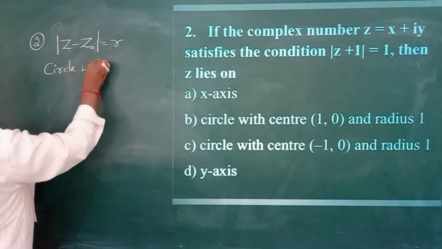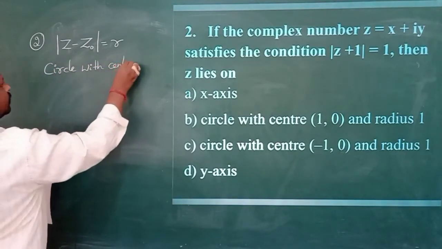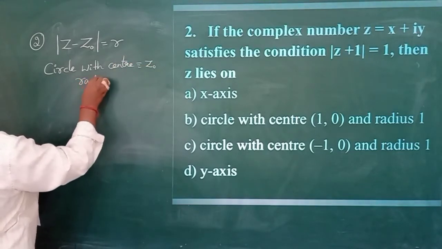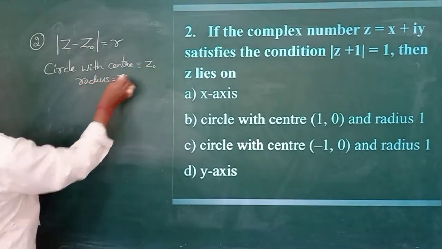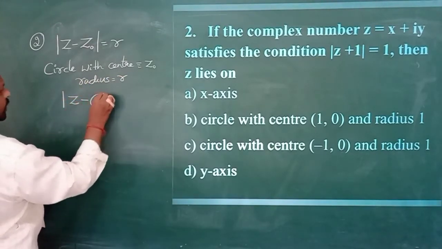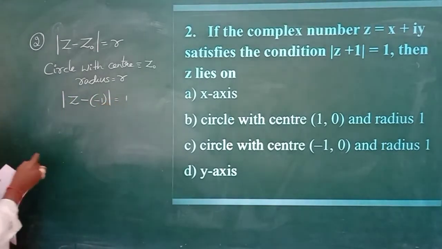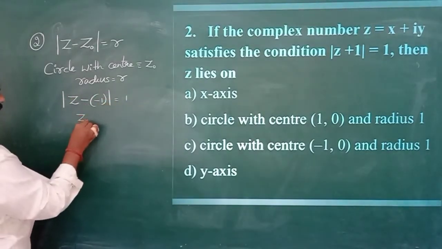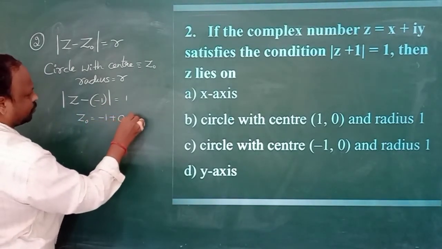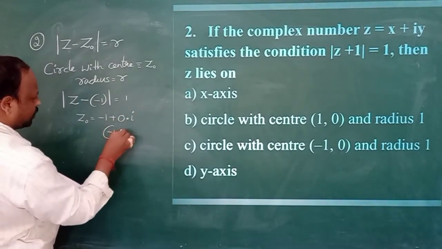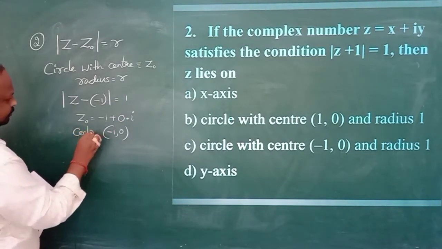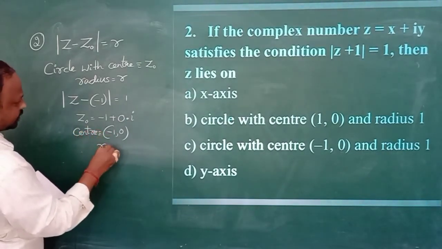with center z naught and radius r. So here they have given z plus 1. z plus 1 can be written as z minus of minus 1, is equal to 1. So here z naught is equal to minus 1. Minus 1 can be written as minus 1 plus 0 into i. This will be minus 1 comma 0. The center is minus 1 comma 0 and the radius is 1.